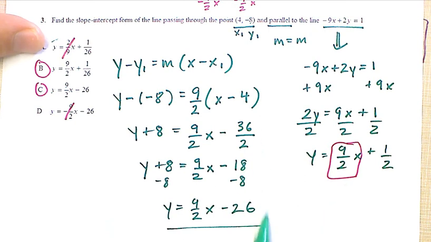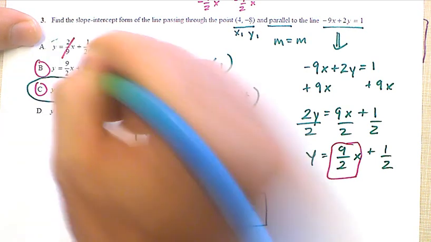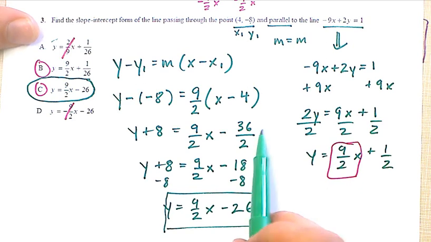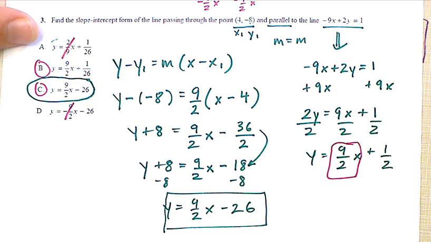And here's my linear model, or y equals mx plus b, and my answer choice C. A little bit easier because we're not changing slope. It was nice because this actually reduced to a whole number. Let's keep working.